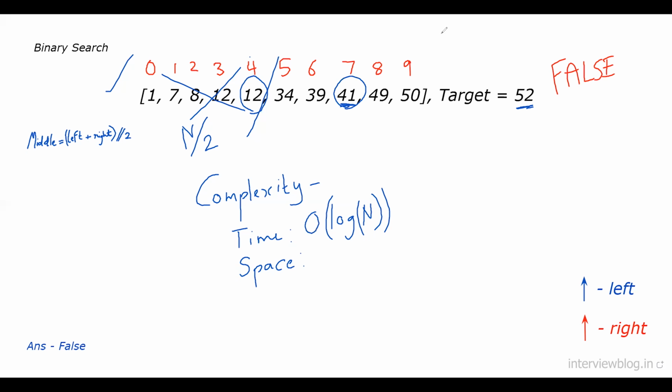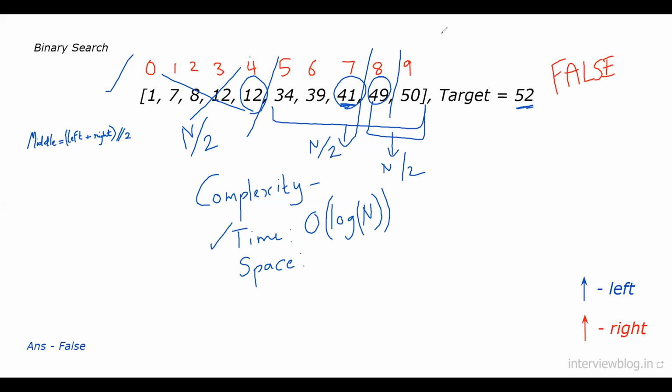Now we'll compare this 41 with our target value, and since our target is greater than this 41, we will now eliminate this part of our given input. That is, in this case, we are eliminating half of the given input. Again, in this scenario, we will select this 49 and we will compare this 49 with this 52. And since 52 is greater than 49, we will again eliminate n by 2 of this portion of the given input array. So each and every time, since we are eliminating n by 2 of the given input, our time complexity tends to be big O of log n.